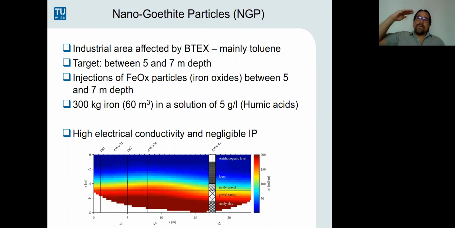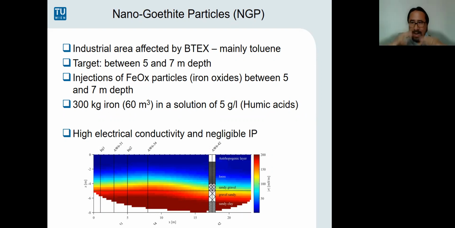And this time, the injection was going from top to bottom. We injected, in this case, iron oxides, which are associated with a much weaker polarization response. And the aim was to inject 300 kilograms of iron, this time dispersed by humic acids. This area is completely different.